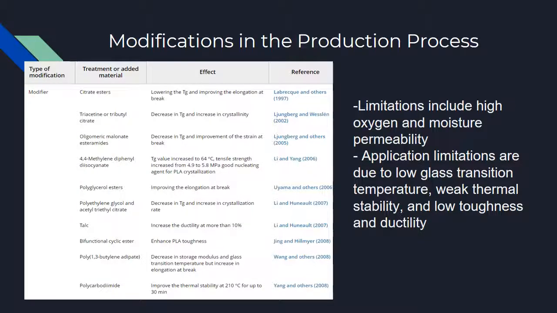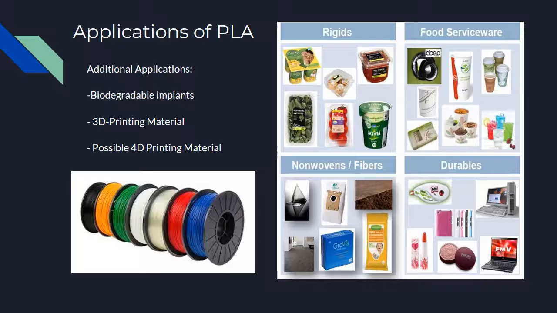Just as with all other materials, characteristics of PLA or polylactic acid make it an ideal fit for some applications while not so ideal for others. These characteristics that limit its potential include low glass transition temperature, weak thermal stability, low toughness, and low ductility. Because of this, changes have been made to the manufacturing process as the ones listed above. These changes include adding modifiers, such as the one seen in the table, to help increase impact strength, flexibility, and barrier properties. Now, because of these modifications, the range of applications has increased widely.